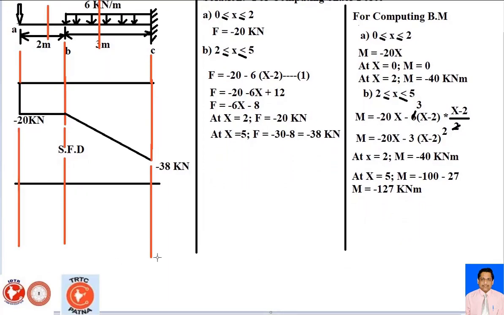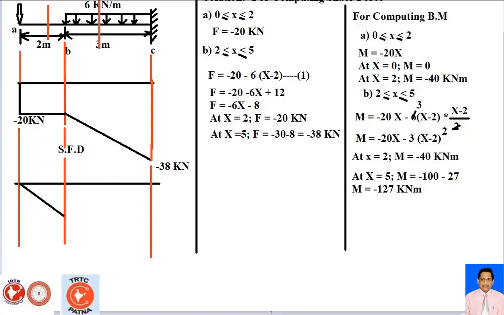So now watch here. The moment at the first case is minus 40. So M0 is 0, so here is our 0, and then we come to the minus 40. So this is your linearly varying region, and then your uniformly distributed load, and your moment is minus 127 kilonewton meter. So here is your point.